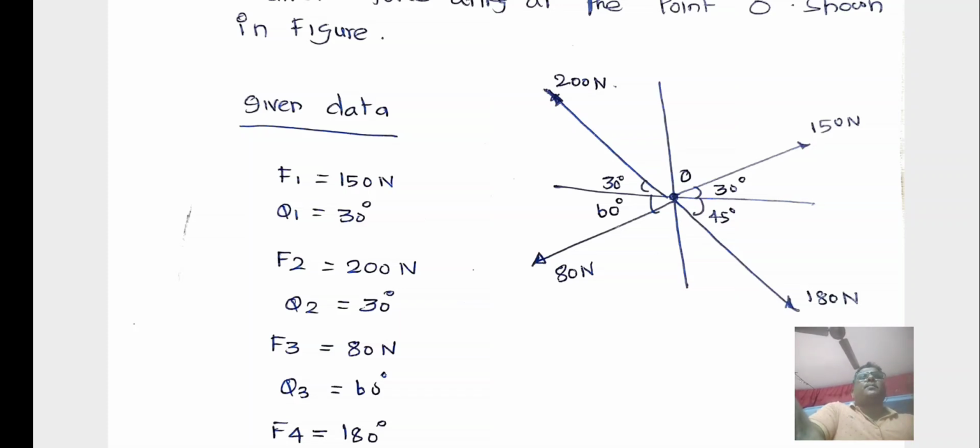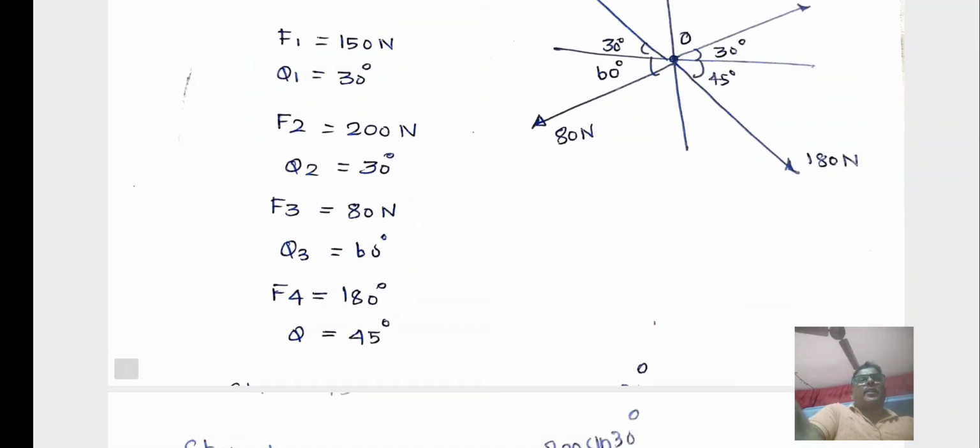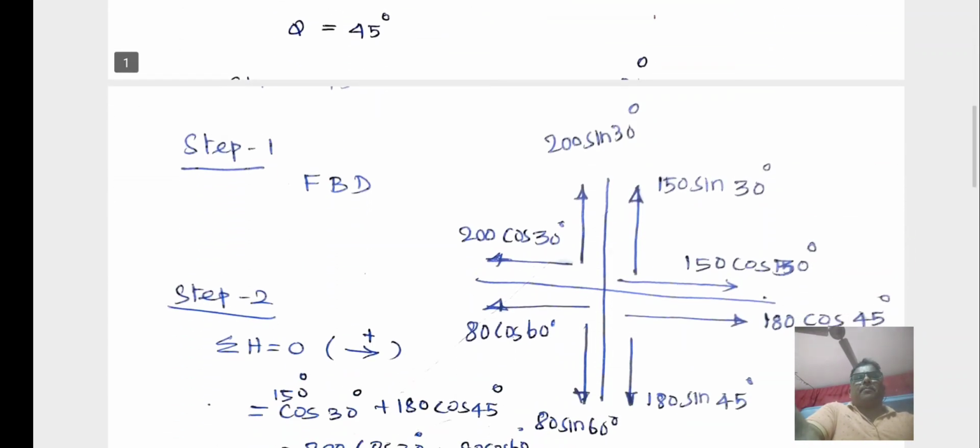First step, given data. First write the force 150 Newton and the angle 30 degrees. Force 200 Newton, angle 30 degrees. F3 equal to 80 Newton and theta 3 equal to 60 degrees, and F4 equal to 180 Newton and theta 4 equal to 45 degrees. So the first step is to write the given data.